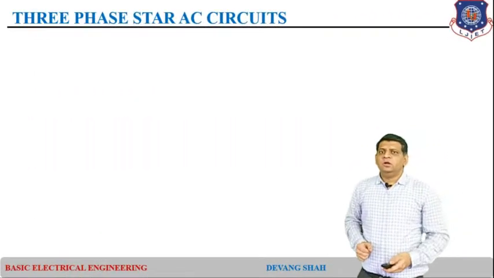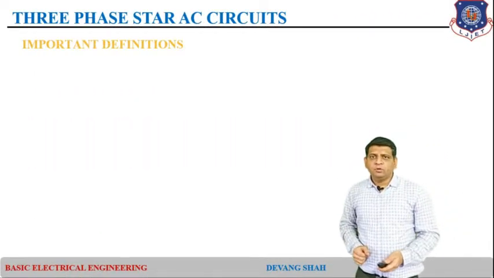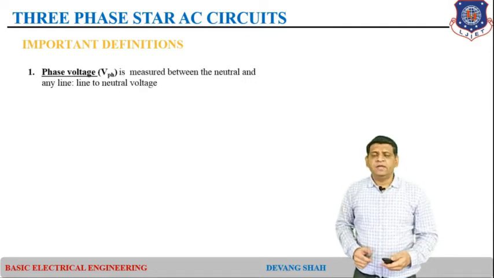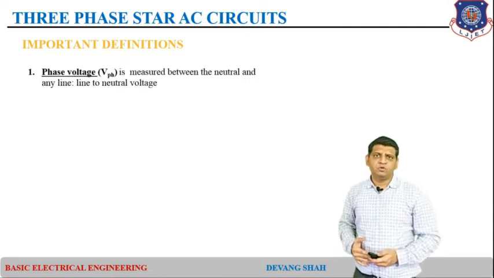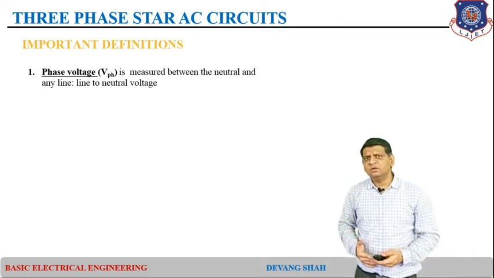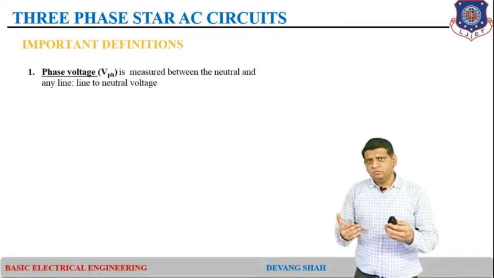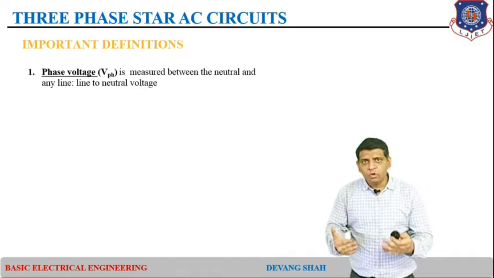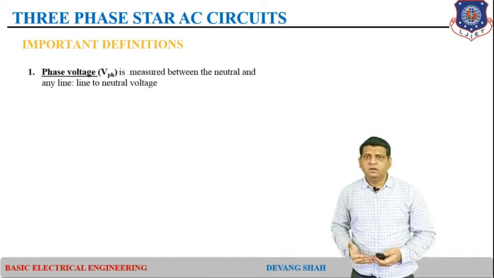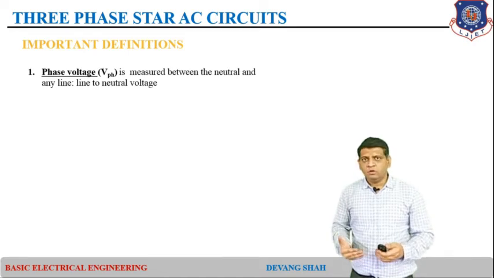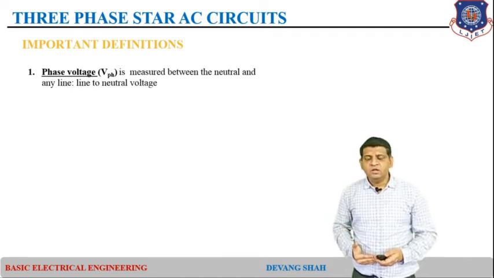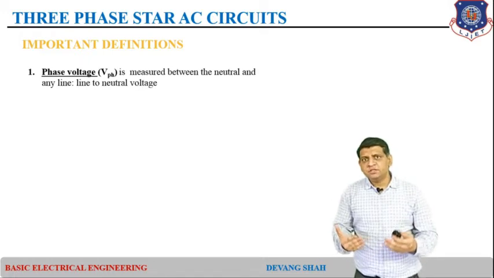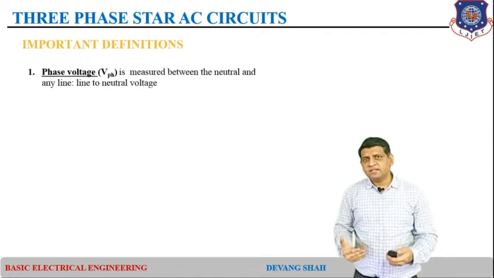So if we consider the important definitions in terms of the star connection, one of them is the phase voltage. The phase voltage is nothing but the voltage difference measured between one of the lines and the neutral point. The voltage appearing across one of the phases is defined as the phase voltage.